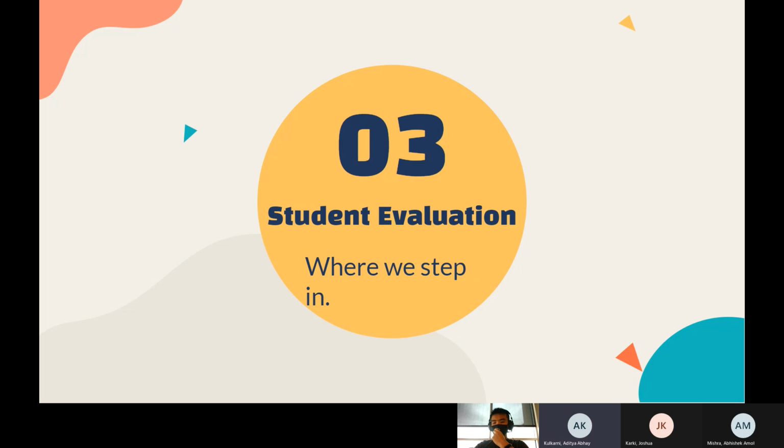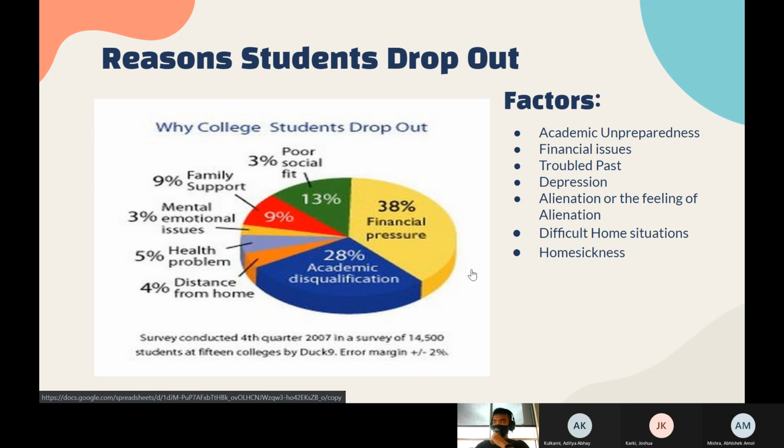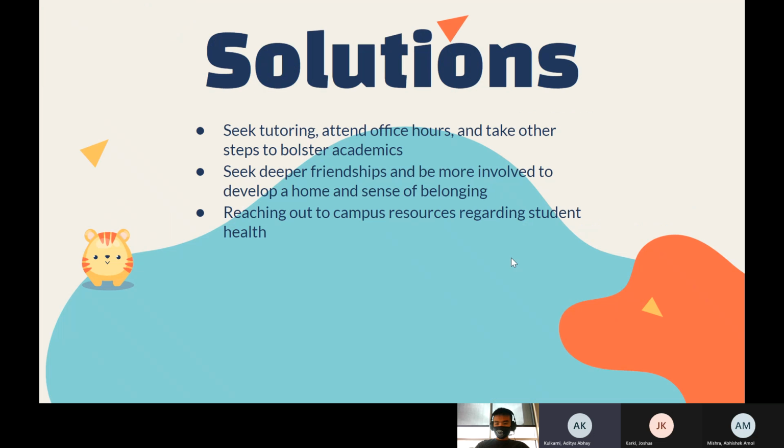Student evaluation is where we step in. There are many reasons students drop out, and that's what we realized. So using our at-risk model, we understood that we needed some factors: academic unpreparedness, financial issues, troubled past, depression, the feeling of alienation, difficult home situations, or homesickness. We needed these factors to determine what a student's category is in terms of why they would be dropping out. So we could categorize them into alienation, overwhelmed, unprepared, unhappy, or depressed. And that's how we came up with our solutions based on those.